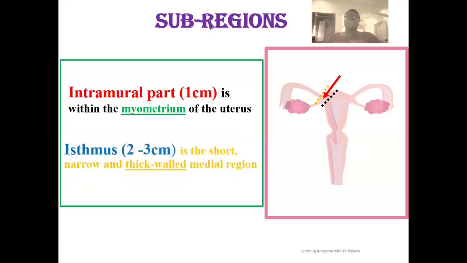Then the second region is the isthmus. This isthmus is about 2 to 3 centimeters in length. This is what is also seen to be carried here in blue. This is a very short segment of the uterine tube, and it is thick-walled. And because of this, the fertilization event cannot occur in this region because it is not creating the space for this to occur.